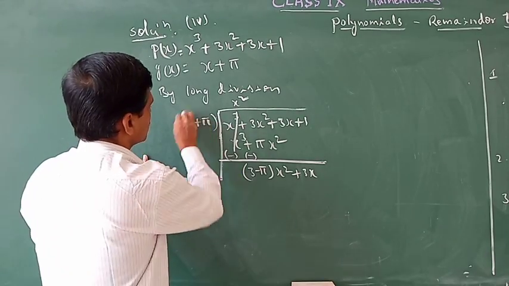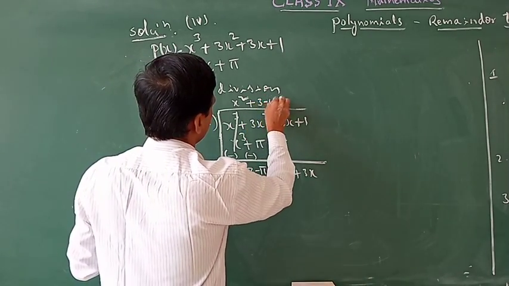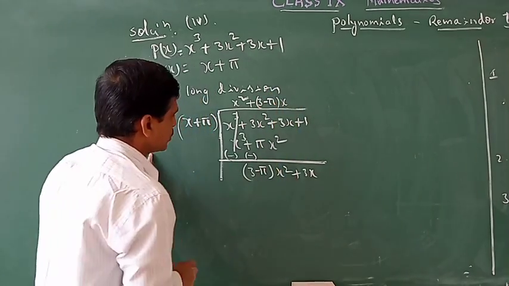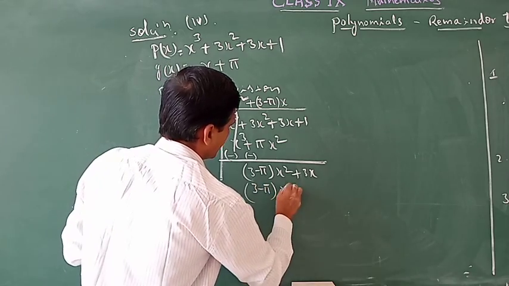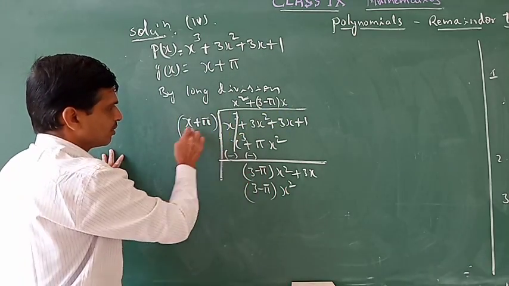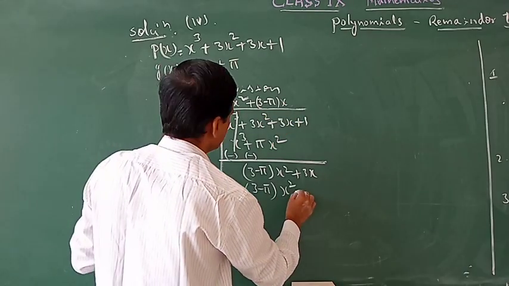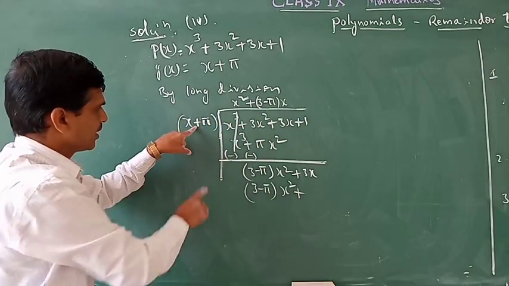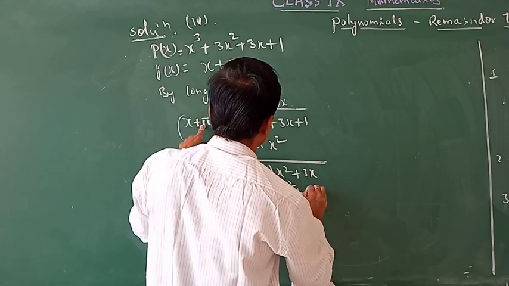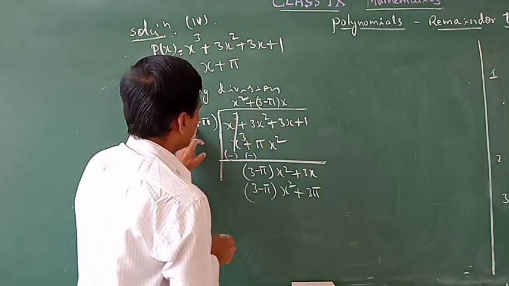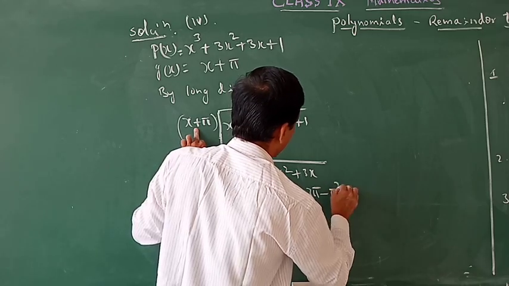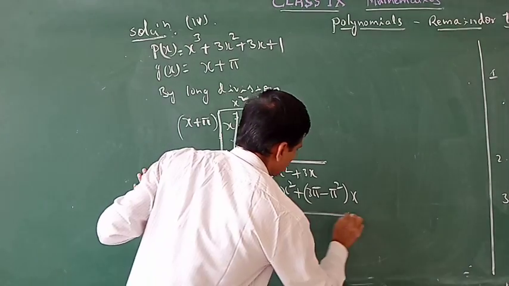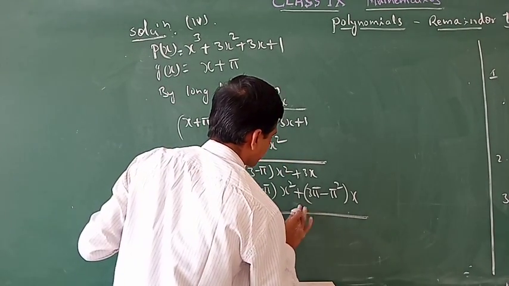Now take the next term. That is 3 minus 5, which is compulsory. Here it is x, so the term is 3 minus 5 into x, because 3 minus 5 into x into x is 3 minus 5 into x square. Here also plus into plus is plus. Consider this sign also. 5 into 3 minus 5 is 5 into 3 minus 5 square, then into x. Now on subtraction, this becomes minus and this becomes minus.